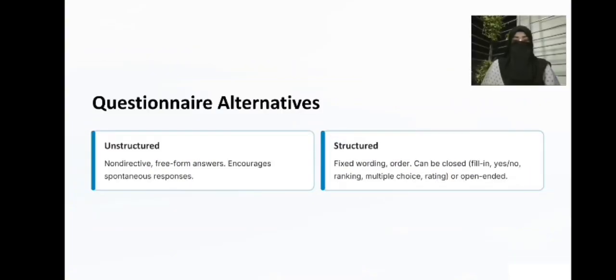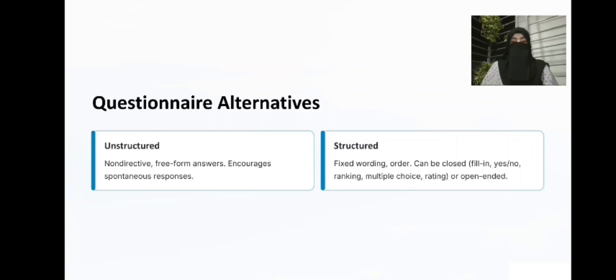Now let's look at questionnaire alternatives. There are two main ways we can design our questions, depending on the kind of data we want to collect. First is unstructured. An unstructured questionnaire is open-ended. It allows respondents to answer freely in their own words, without restriction. This encourages spontaneous and detailed responses. For example, asking how do you feel about online shopping lets people express their opinions in different ways.